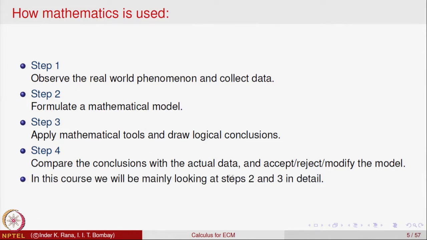So, in this course, we will not be dealing with all this mathematical modeling. We will be seeing how in situations of economics, commerce and management, some problems can be formulated as mathematical problems, how mathematical tools can be applied and deductions can be made. So, mainly we will be concerned with steps 2 and 3, and more precisely how calculus tools are used in applying to a mathematical model and making conclusions. So, that is mainly going to be the crux of the course.